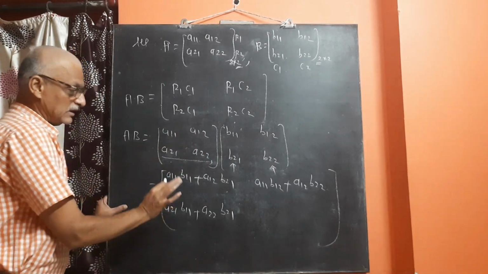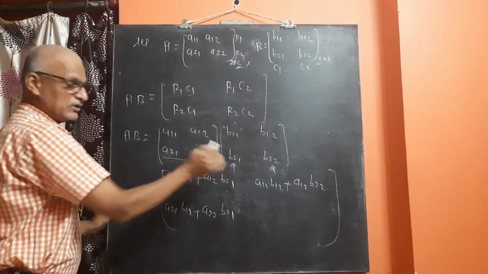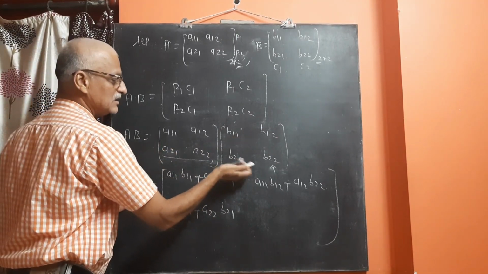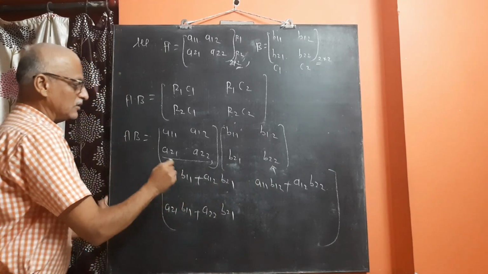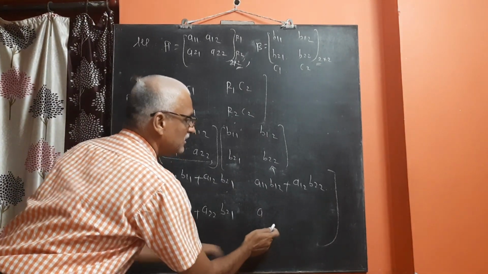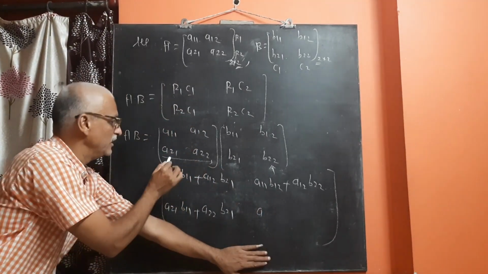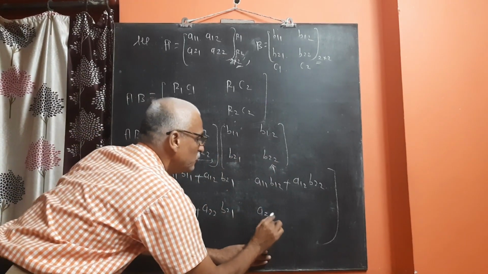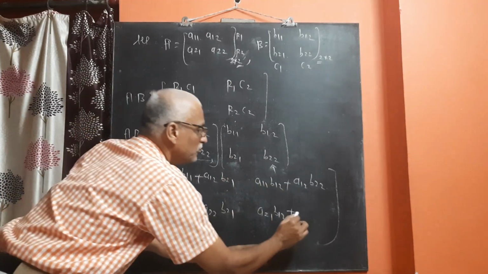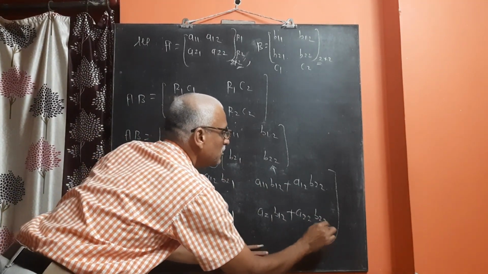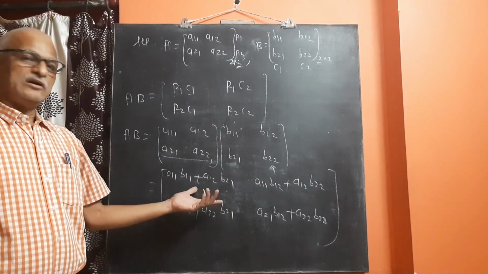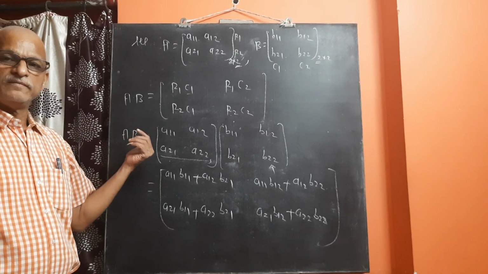Then multiplication of second row into first column. Then multiplication of second row into second column, that means this one. So this element will be A21 into B12 plus A22 into B22. So that is the completion of matrix A into B.